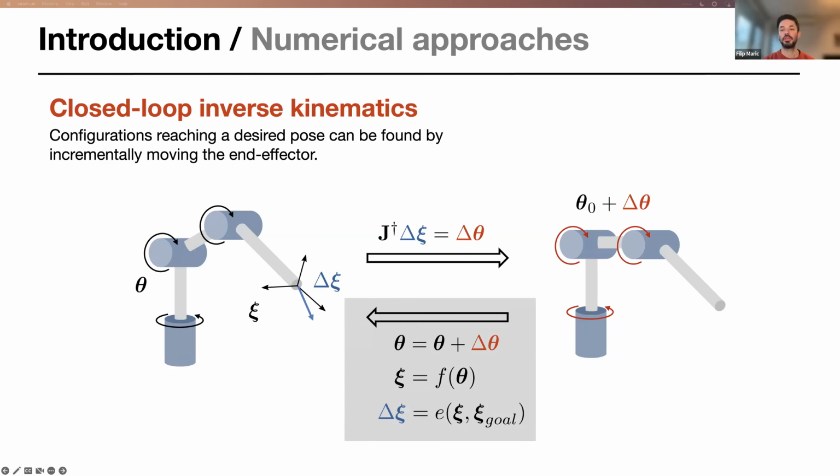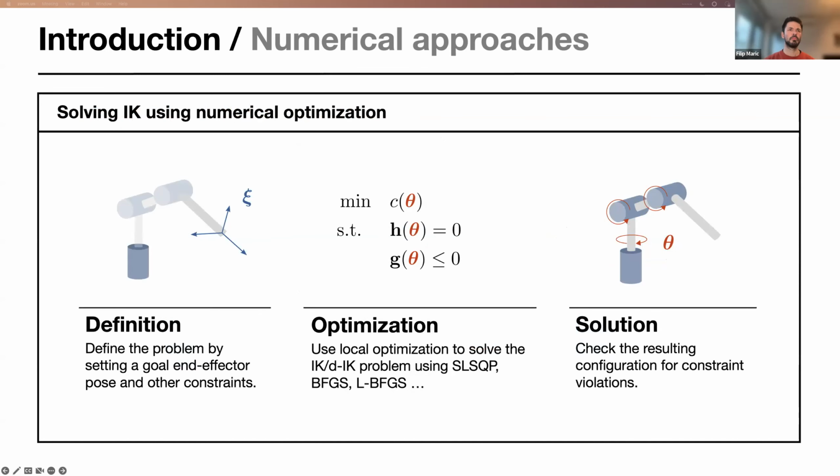So in summary, finding joint configurations required to complete a particular task requires us to define the problem using a desired end effector pose and various other constraints such as obstacle avoidance, and then encoding these constraints into a local optimization problem, which is then solved using one of the common solution methods, depending on the problem characteristics. And then the solution, that is the joint configuration, can be checked for constraint violations by passing it back through forward kinematics.